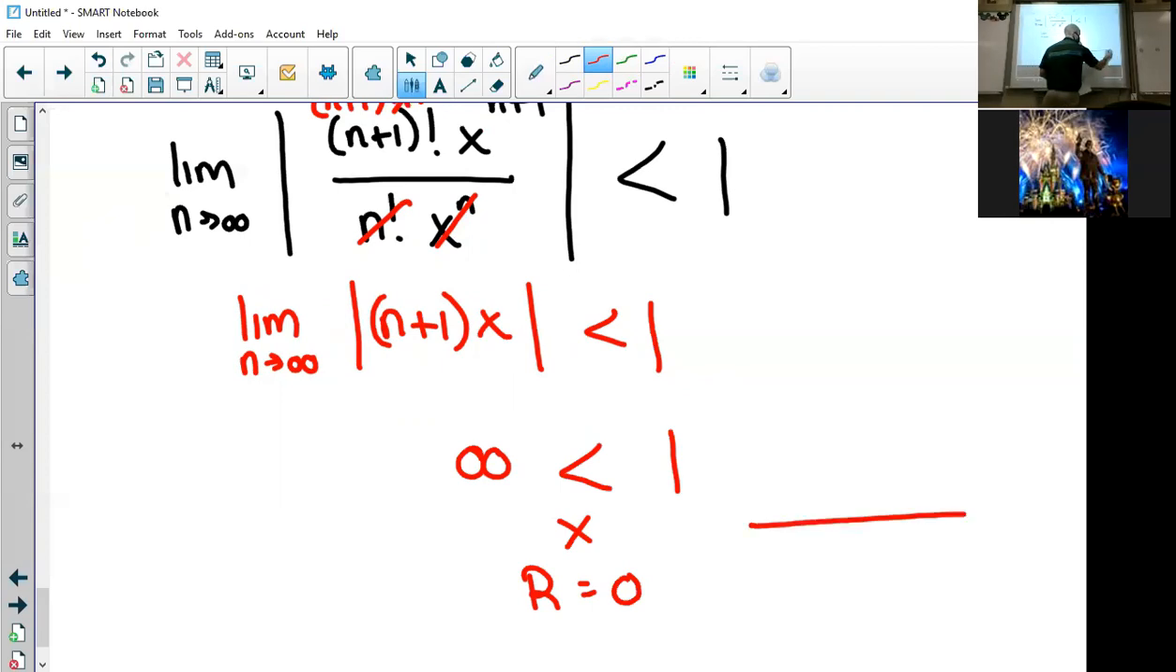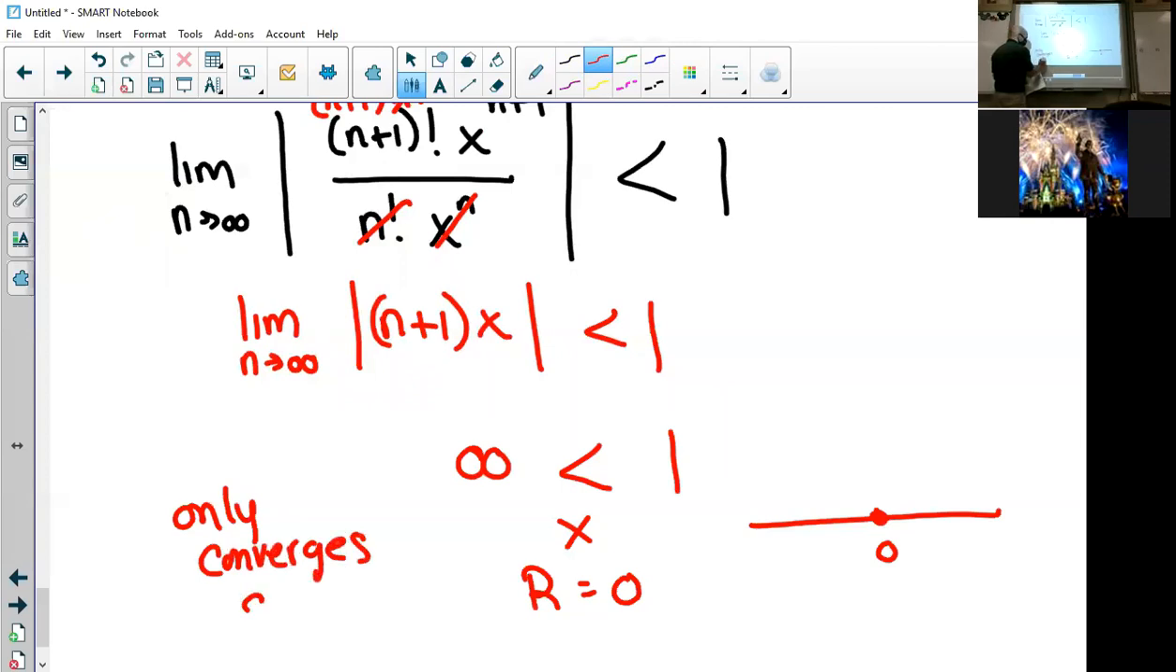So if you were to think of this on a number line, the only spot that it's going to converge at is going to be the center, which is 0. So it only converges at the center, because we got this untrue statement of infinity is less than 1.